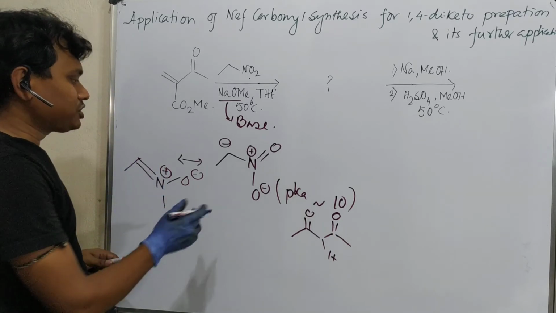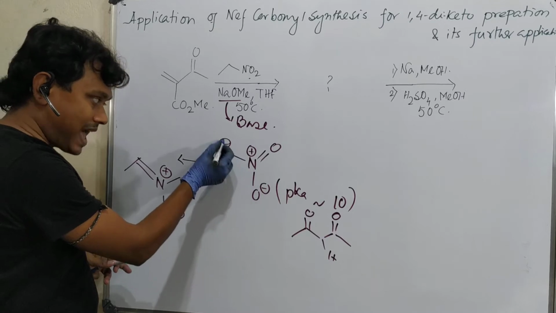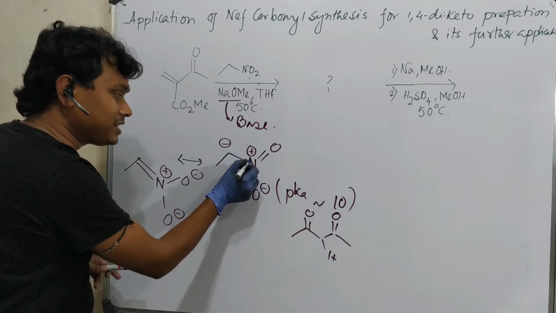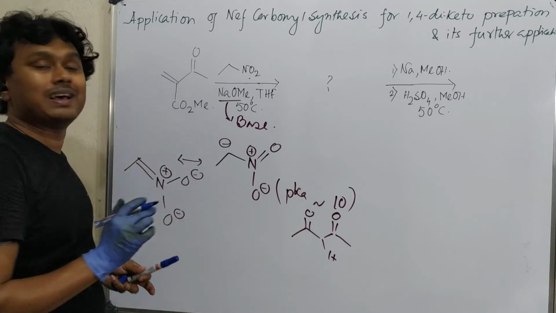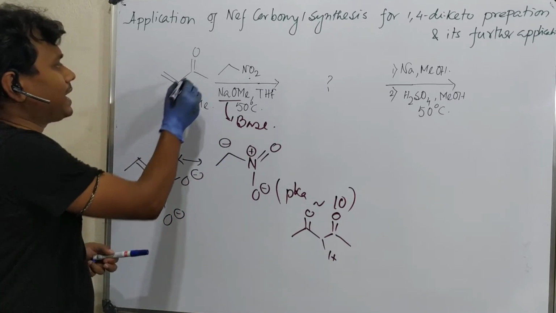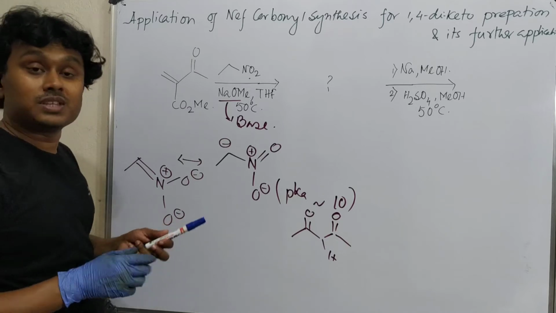Fine. And now the question, why is this so much acidic? Because nitrogen, an electronegative atom, having a plus charge, is attached to 2 oxygens. That is the reason it is so acidic. Fine. Now look at this molecule. What is the uniqueness of this molecule?